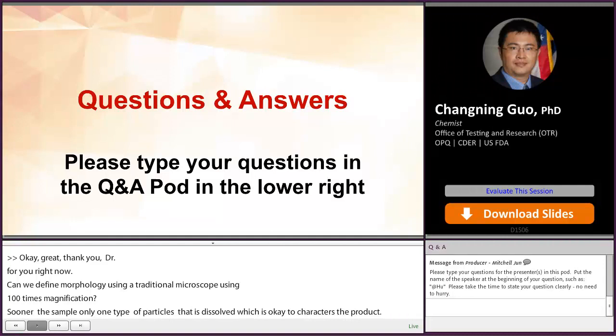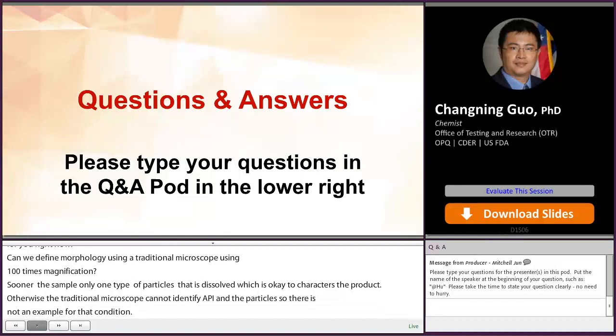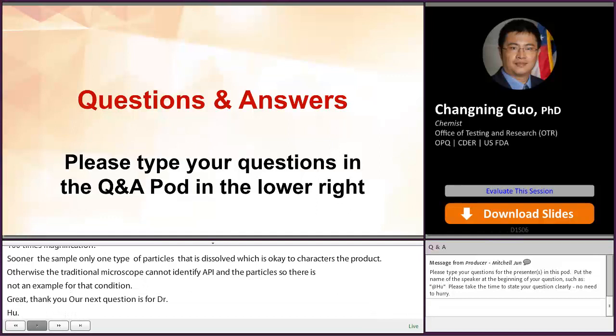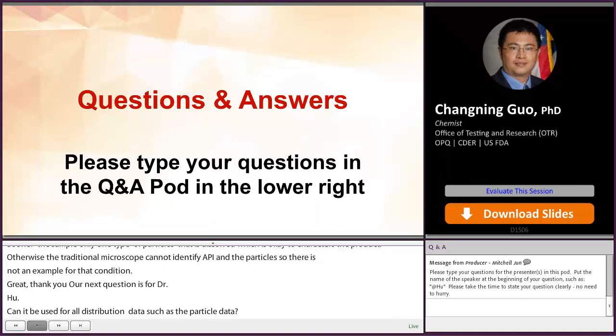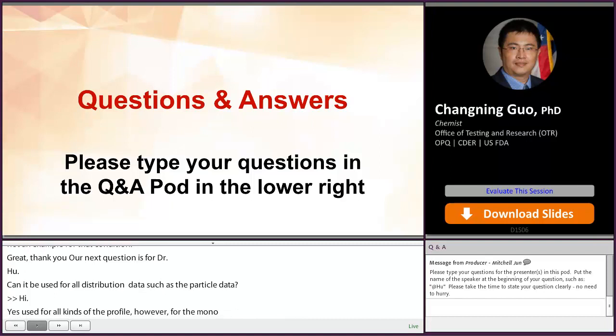Can the EMD method be used for all particle size distribution data, such as monomodal? Yes, methodology-wise, the EMD can be used for all kinds of PSD profile. However, for the monomodal PSD, as we mentioned, the D50 and the span we consider sufficient to describe the monomodal PSD, and the method has been long established. So I think D50 and span for a monomodal profile is sufficient.